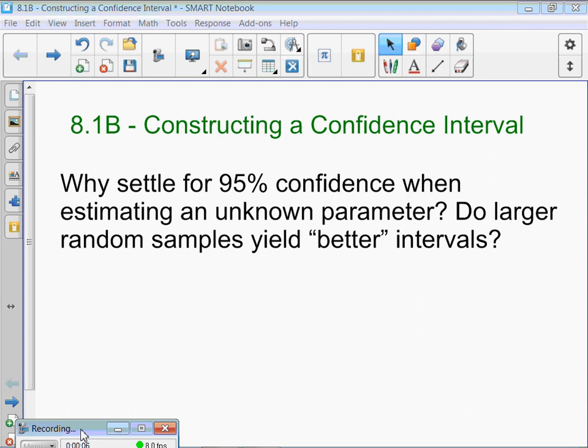All right, guys, we're just going to talk a little more about confidence intervals today. So why settle for 95% confidence when estimating an unknown parameter? Do larger random samples yield better intervals? That's what we're going to talk about. Okay?